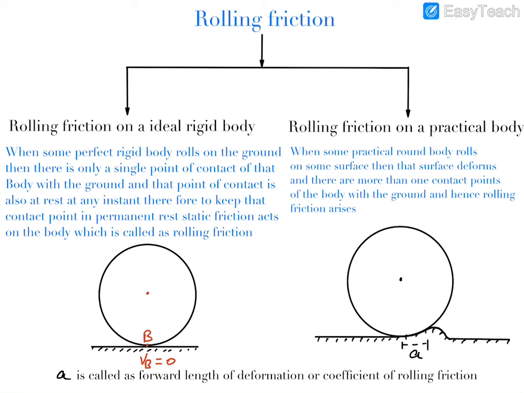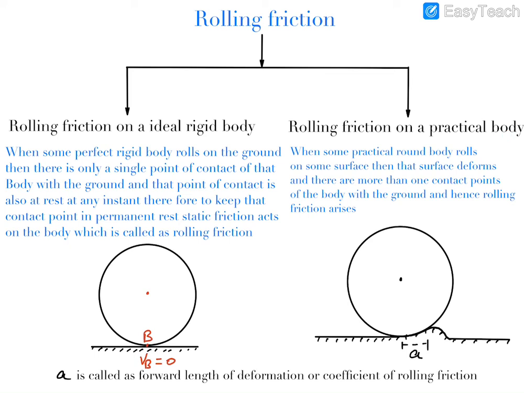In this video, we'll start the most awaited topic of rigid body dynamics, which is rolling friction. I would be demonstrating the exact nature of rolling friction in this video and its exact definition. First of all, rolling friction is of two types: the rolling friction on the ideal rigid body, and the rolling friction on the practical body. Now what do I mean by a practical body?